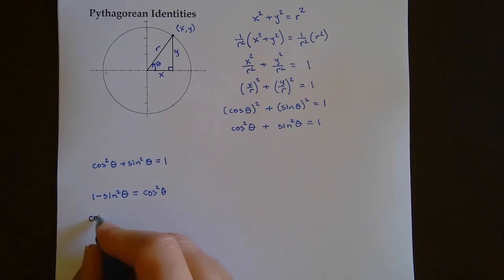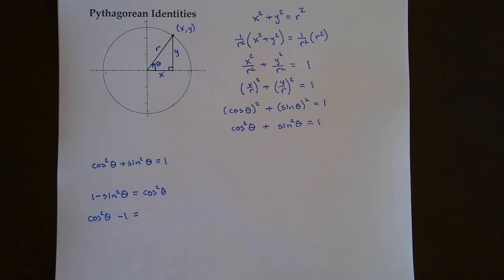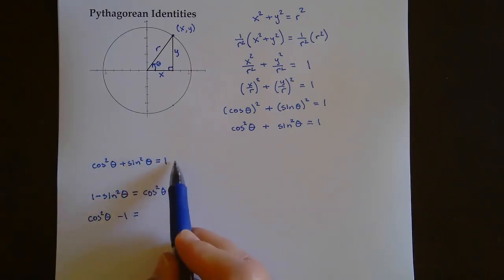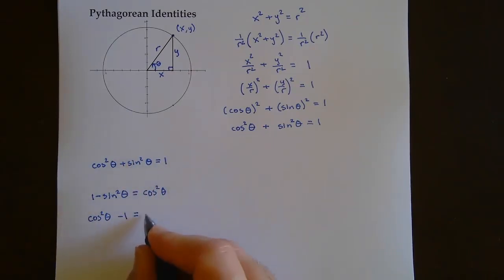Or we could have this one. What is cosine squared theta minus 1? What would that equal? Well, that's one where we have cosine squared theta here. We move the 1 over here, but then to know what it equals, we'd have to move the sine squared theta over to the other side. So that would make this equal to negative sine squared theta.